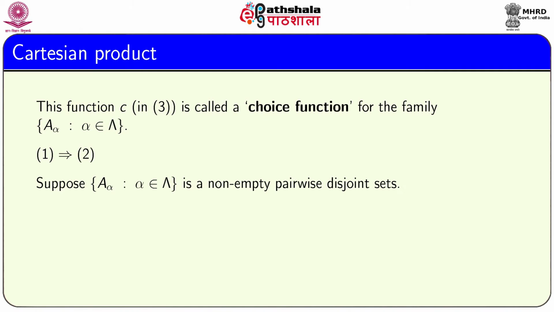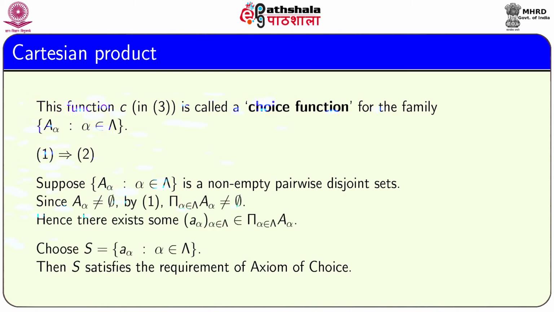We show 1 implies 2. Suppose A_alpha is a non-empty pairwise disjoint collection of sets. Since each A_alpha is non-empty, by 1 the product of the A_alpha is also non-empty. Hence, there exists some element a_alpha in the product, and we choose S as all the points a_alpha, alpha varying over lambda. Then S satisfies the requirement of the axiom of choice.